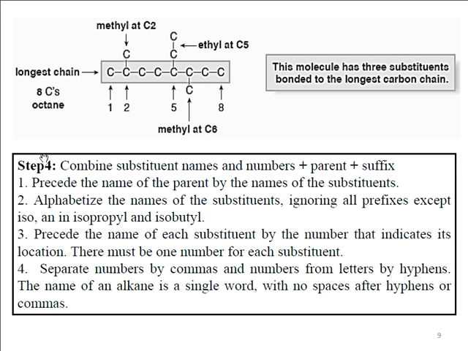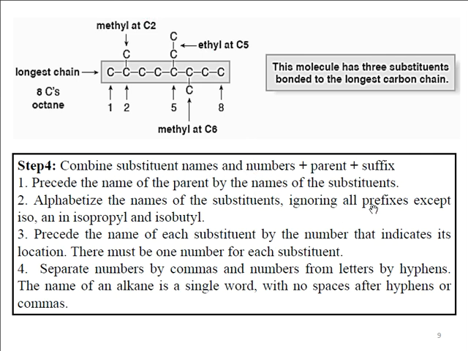And here, for this point: precede the name of the parent by naming the substituent. That means the substituent will be first, and then the name of the parent. Alphabetical order is used for the name of the substituent, that means the substituents will be arranged alphabetically. For this example, ethyl and then methyl. Don't use methyl and ethyl.